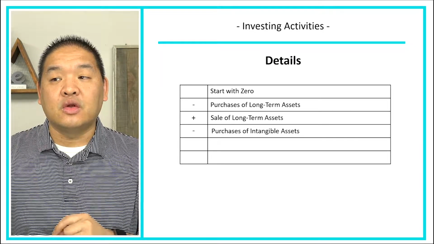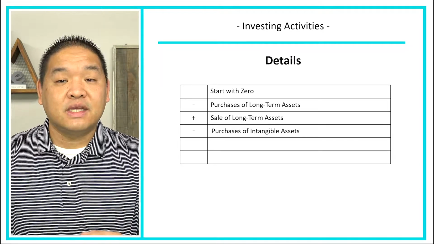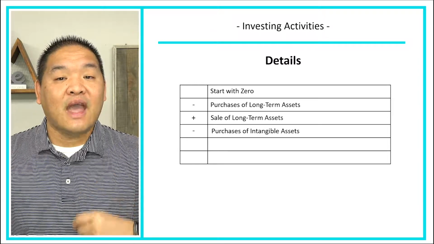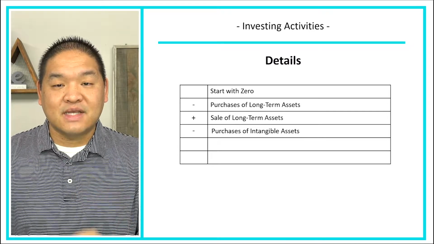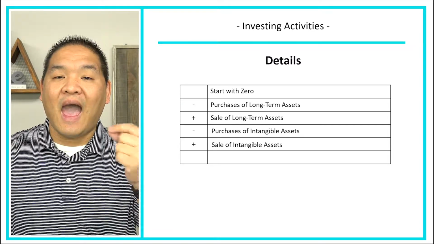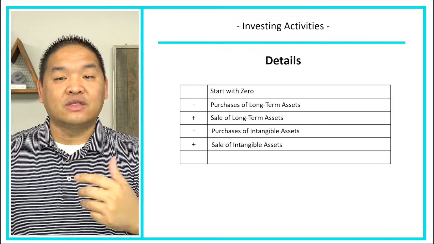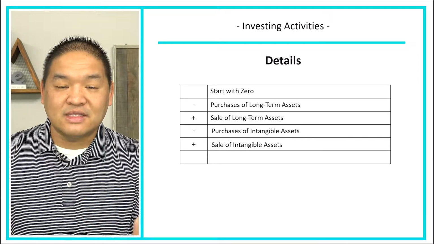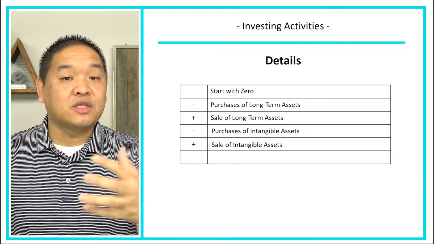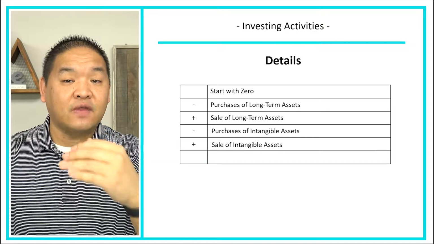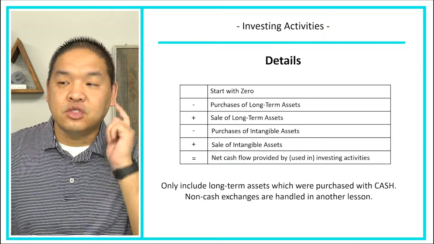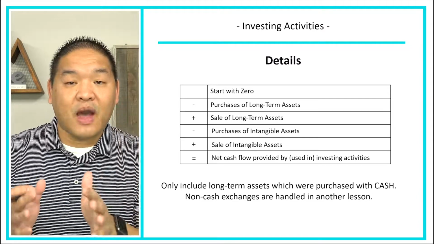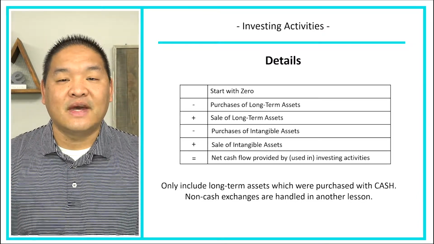Then from there, we're going to look at intangibles. If we purchase any intangible, that's going to require cash to go out. And because of that, we're going to subtract from this section. And then lastly, we're going to add any sales of an intangible asset. So if we sell an intangible asset, we're going to add that because we're going to receive cash in exchange for that intangible asset. By doing all of that, we're going to get our net cash flows provided by or used in the investing activities.